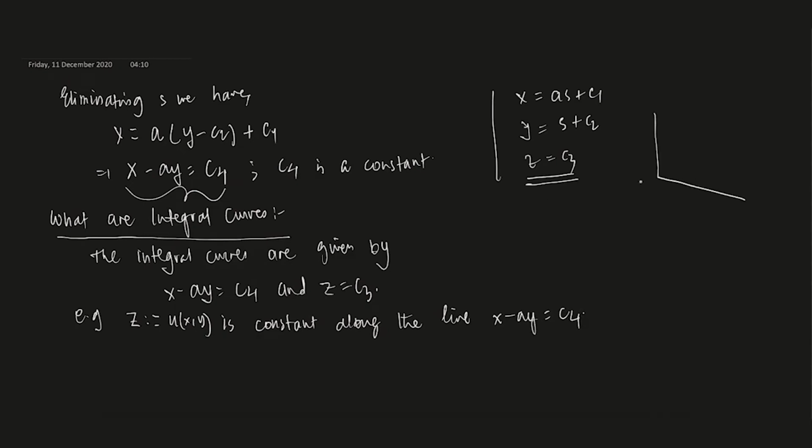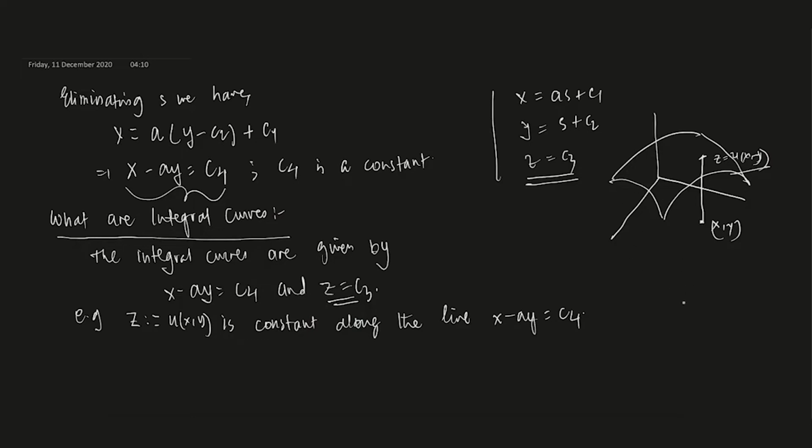Why is z equal to u of xy? Just think about the graph of the function. Let's say that is our graph of the function. At any point xy here, what is u of xy? That's your z coordinate. So z equals u of xy, and z is constant along these lines. Let's say x minus ay equals c4. Those are lines which look like this on the xy plane.